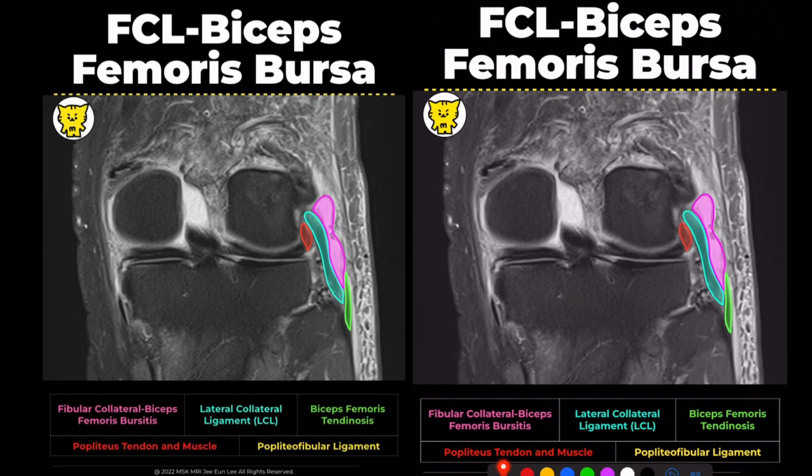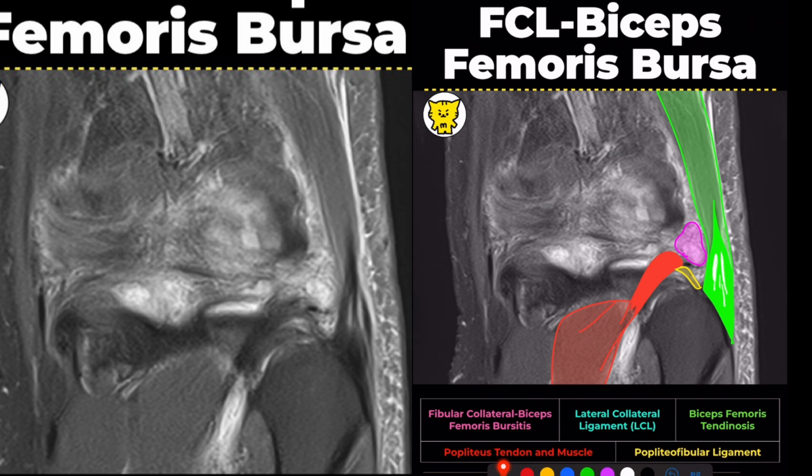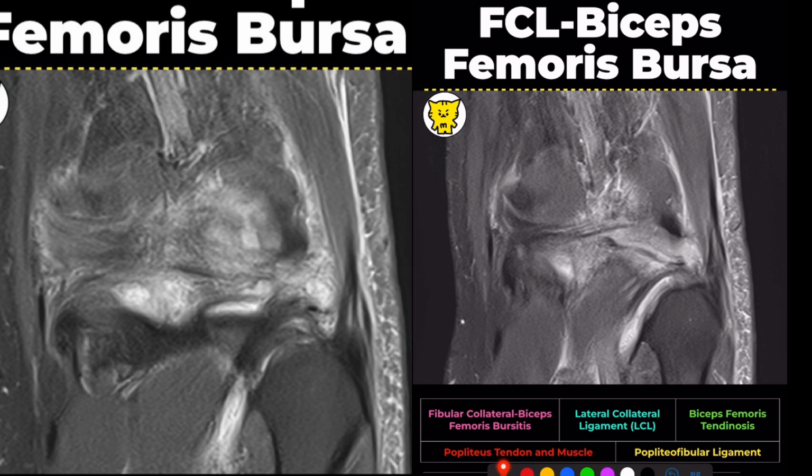In more posterior coronal images, the popliteus tendon and muscle become visible, along with the popliteofibular ligament, marked in yellow. The biceps femoris tendon and muscle, which exhibit tendinosis, are marked in green. Between these structures, the bursitis, highlighted in pink, is present.